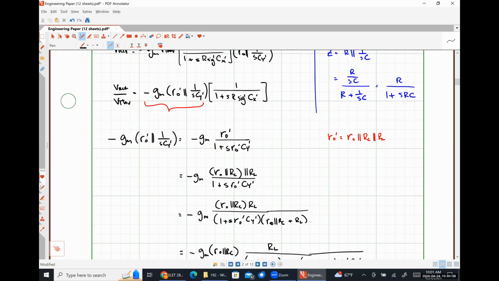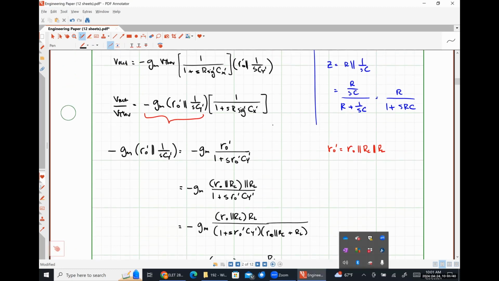And up here, from this guy, we can see that our other pole, so let's call it omega P1, is just negative 1 over R sig prime Cx prime. And that's our frequency response, right? So we've identified both of our poles from this particular way of looking at things.